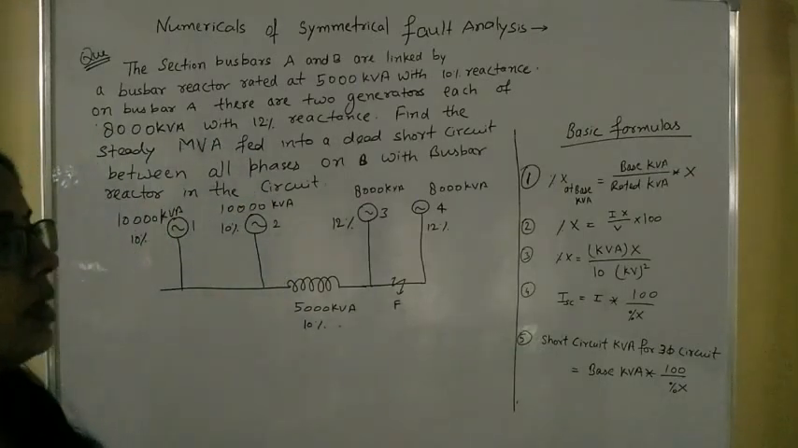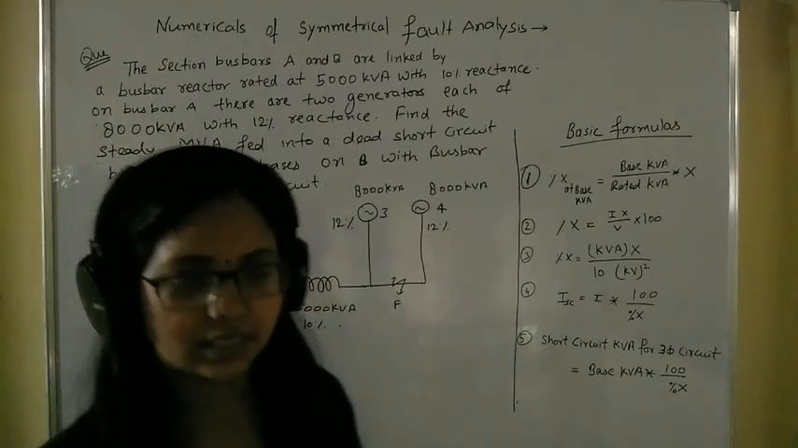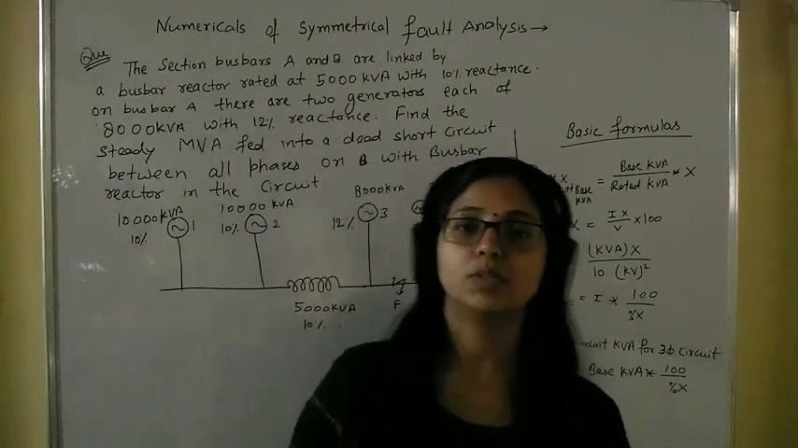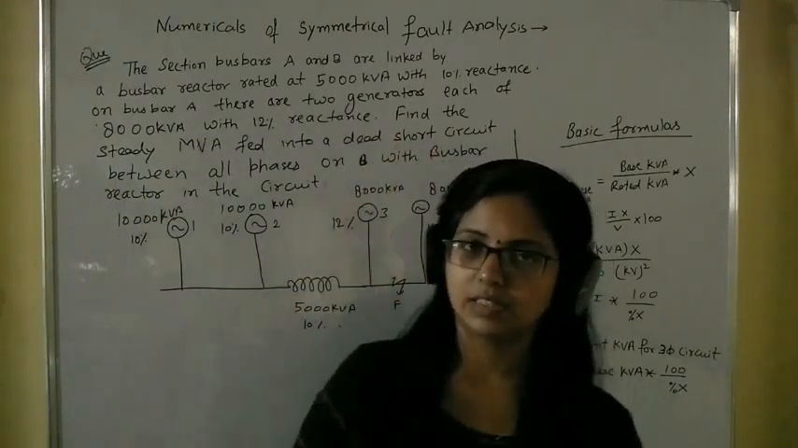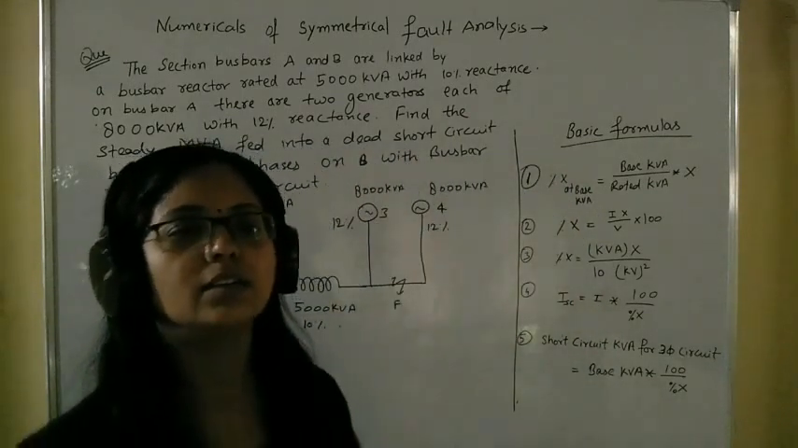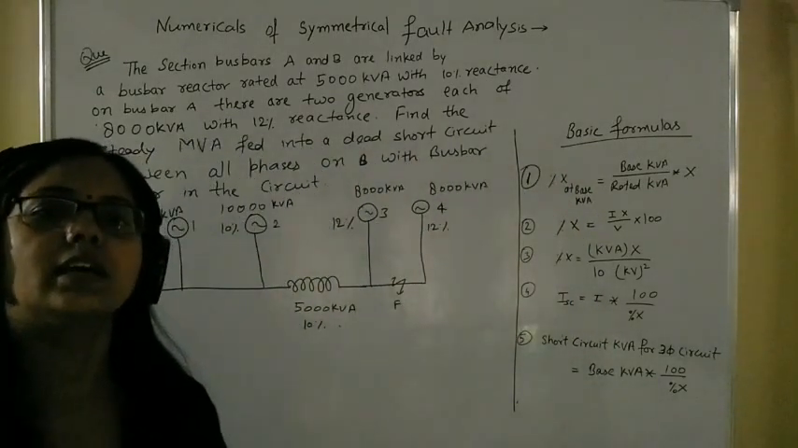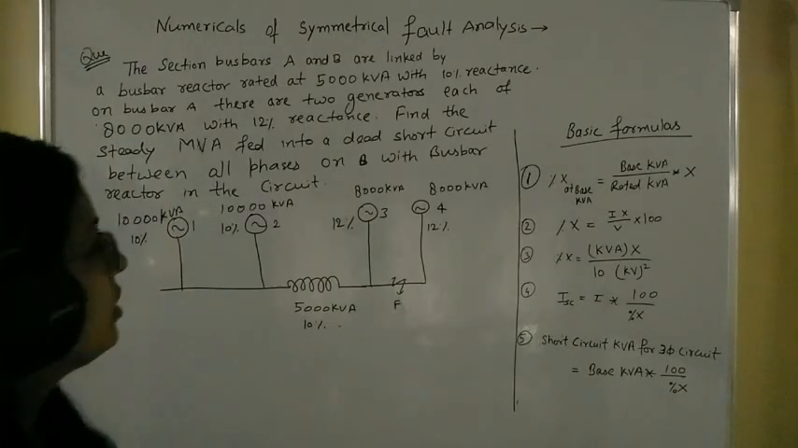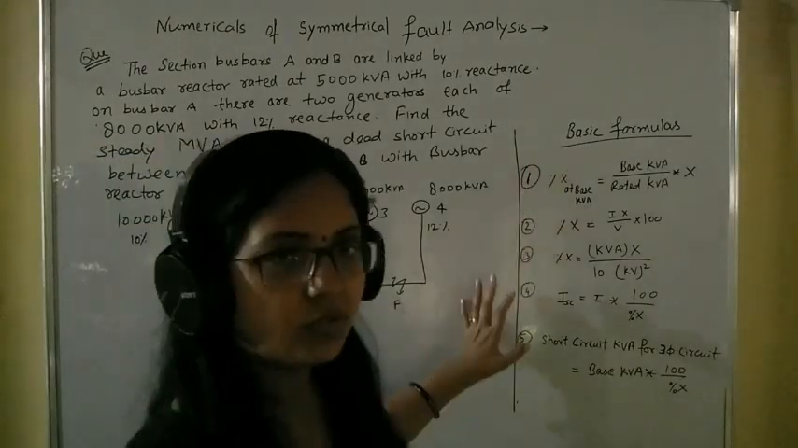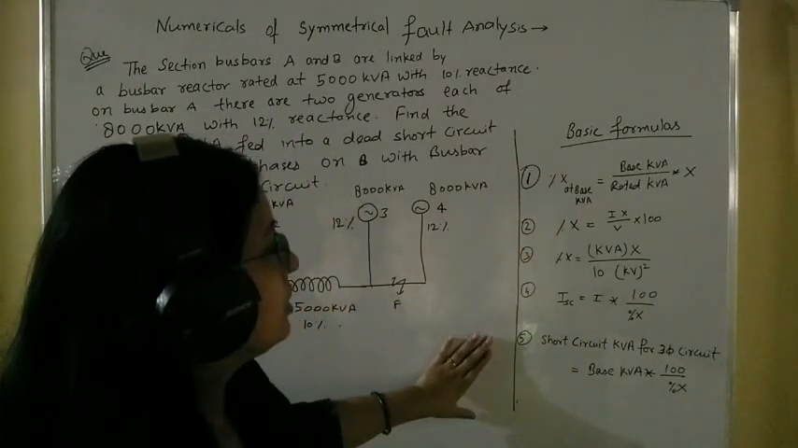So here, what is symmetrical fault? It is basically the fault which occurs simultaneously in all the three phases. It can occur in all three phases, or it can occur in the three phases with the ground. So these are the basic formulas related to this topic.